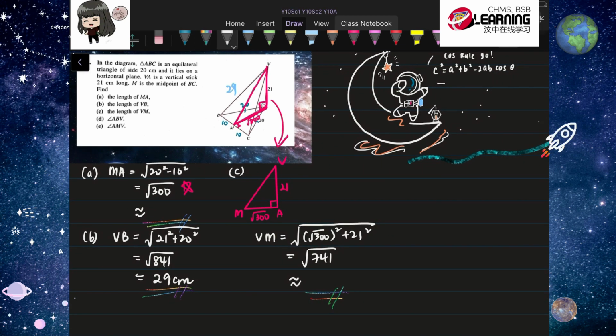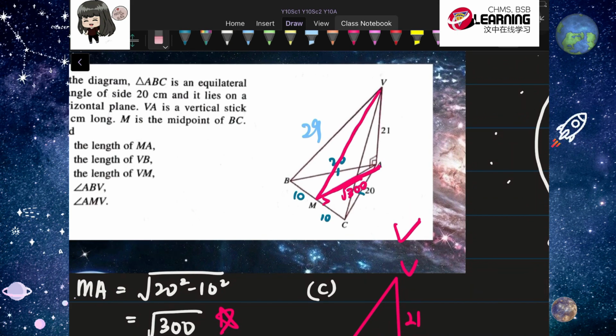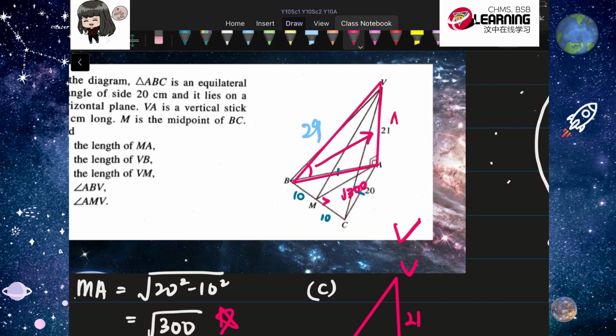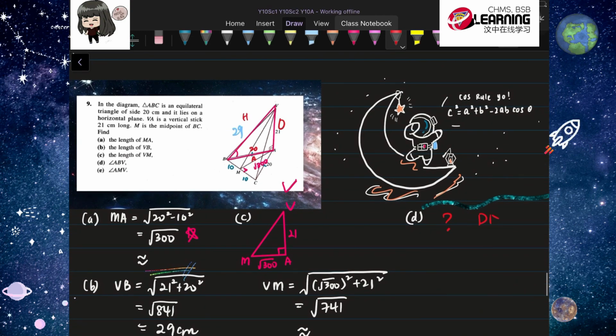Okay, and then part D, that's for your VM. So part D, we are finding angle of ABV. ABV, so we will use this triangle. Since we have opposite, adjacent, and since we have 29, hypotenuse, you want to use SOHCAHTOA, anything. You do by your own for D. Okay, DIY.